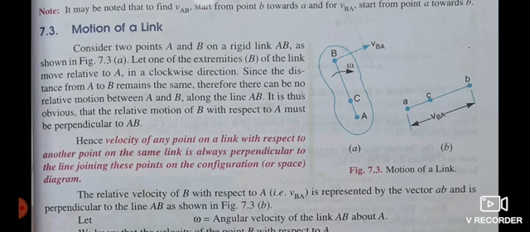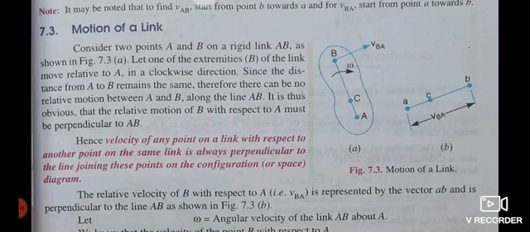Along the line AB, it is thus obvious that the relative motion of B with respect to A must be perpendicular to AB. This is perpendicular to AB. VBA, that is velocity of B with respect to A, must be perpendicular to AB. Hence, velocity of any point on the link with respect to another point on the same link is always perpendicular to the line joining these points on the configuration or space diagram.